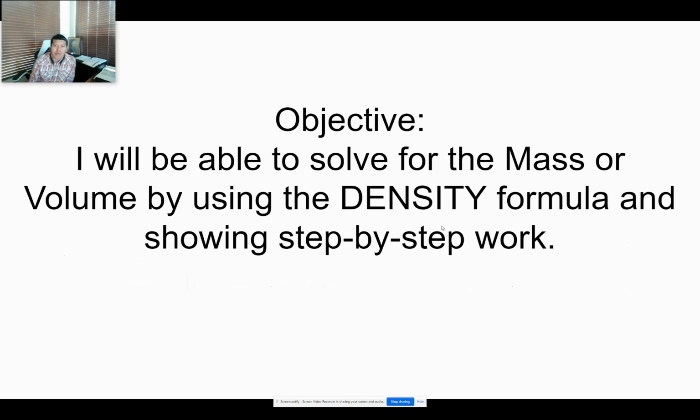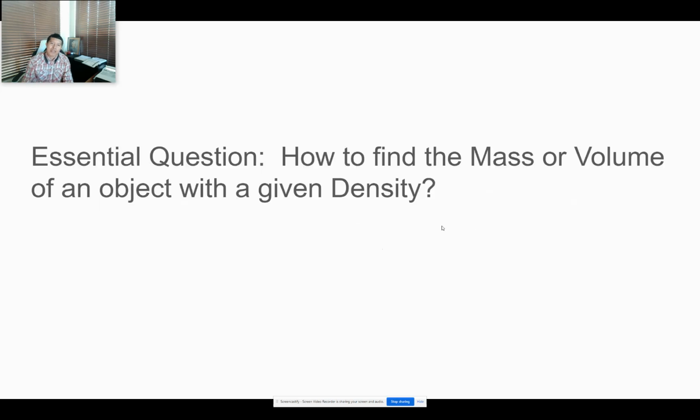All right, today we have our goal or objective. We will be able to solve for the mass or volume of an object by using the density formula and showing step-by-step work. We can ask ourselves this question and later we would know how to answer and fulfill this question. How to find the mass or volume of an object with a given density.